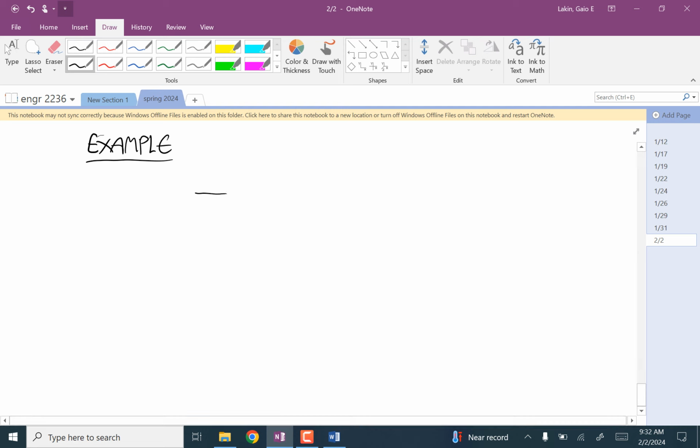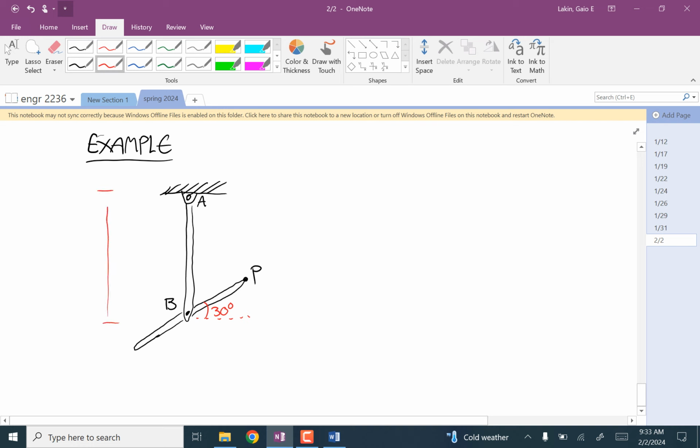So let's say we have a longer body that's connected to the ceiling by a pin joint, so it's free to swing, and then a shorter body that's connected to that at the center. Let's say that this is 30 degrees. Here's our point P. Let's call this point A and this point B. And the length of the body that's vertical at this instant is 2 meters. And the length of this body is 1 meter.